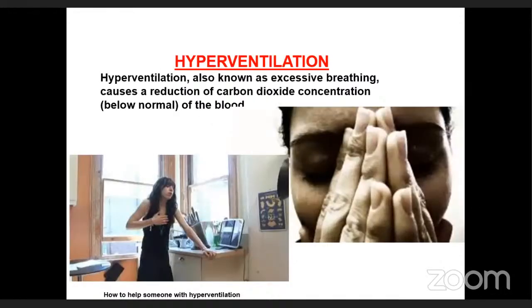Then we have hyperventilation. Hyperventilation is also known as excessive breathing, which causes a reduction of carbon dioxide concentration below normal. The carbon dioxide concentration will be below normal, and such a person will suffer from hyperventilation.